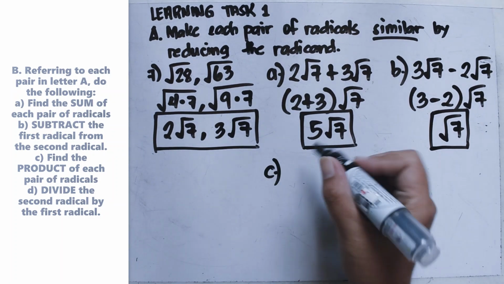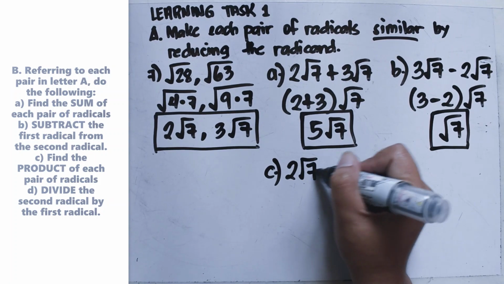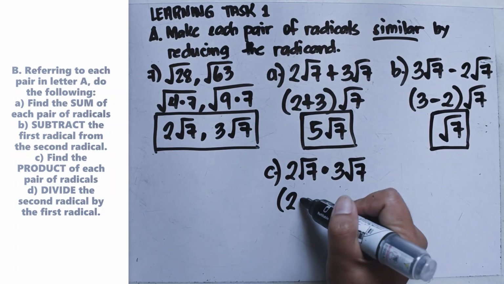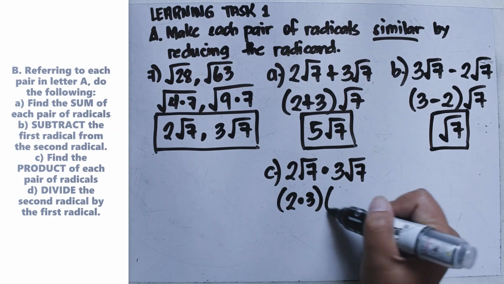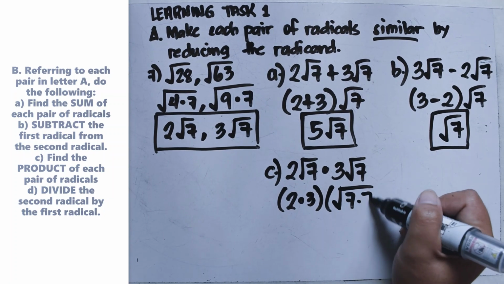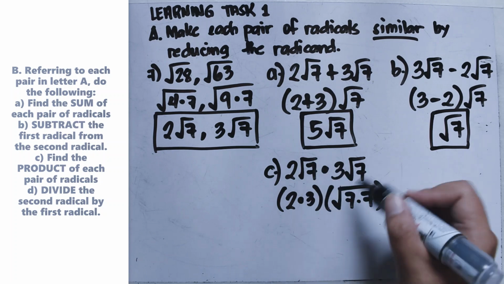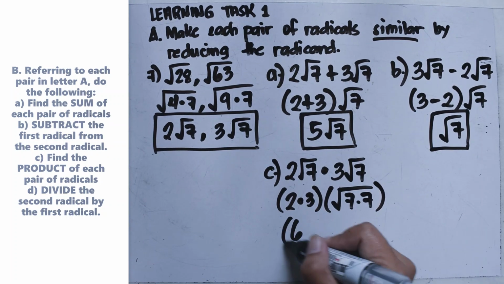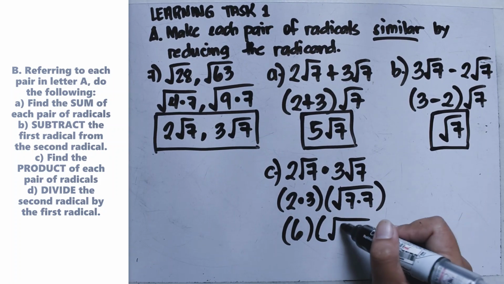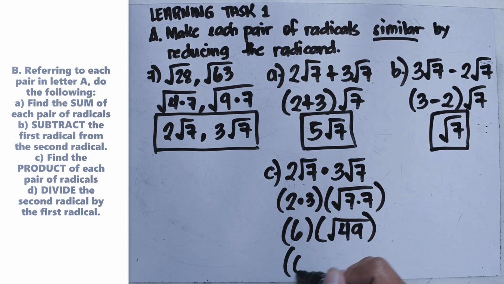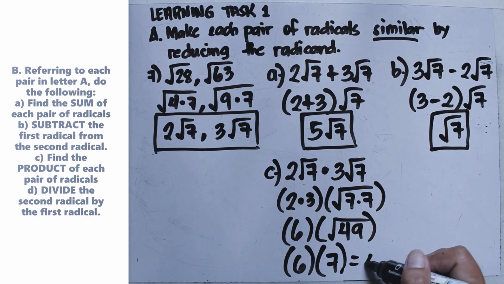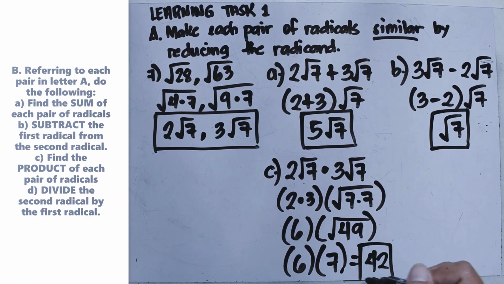Nakuha. So, letter C na tayo. Find the product. We have 2 square root of 7 times 3 square root of 7. So, we have 2 times 3, and then square root of 7 times 7. Ginaganito ko para hindi kayo malito, pero pwede na ngayon ng cancellation kung saan kayo mas nadadalian. 2 times 3, we have 6. Square root of 7 times 7, we have 49. So, we have 6 times, what is the square root of 49? Syempre, 7. And 6 times 7 is 42. Ito na po yung final answer natin sa letter C.